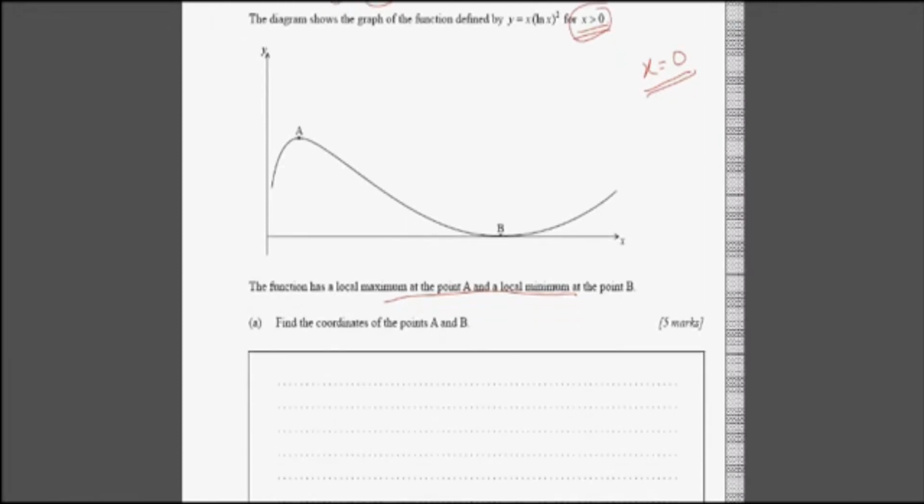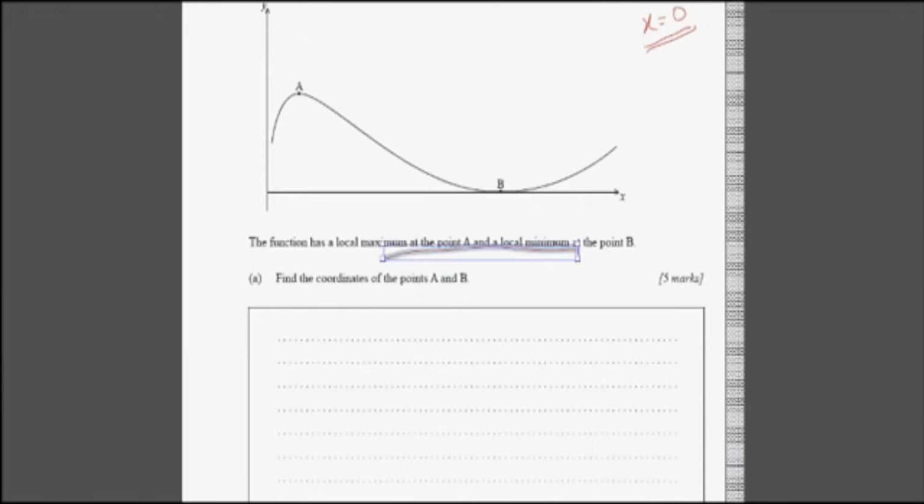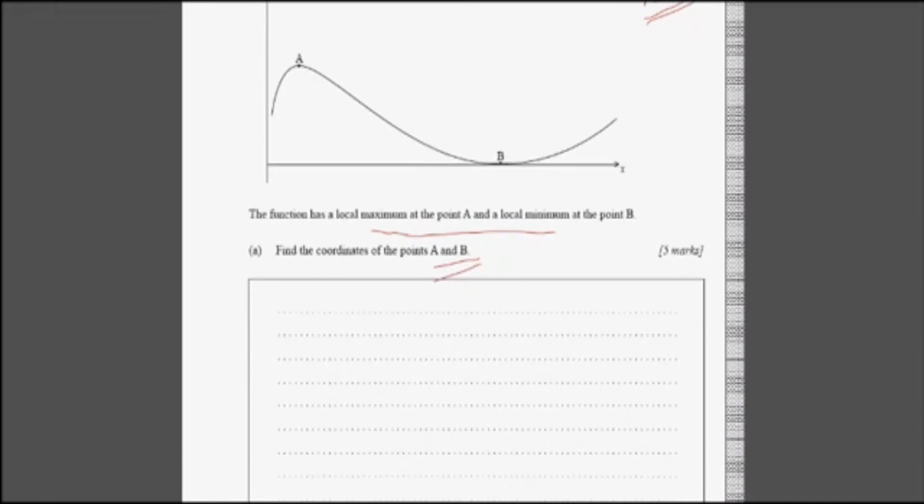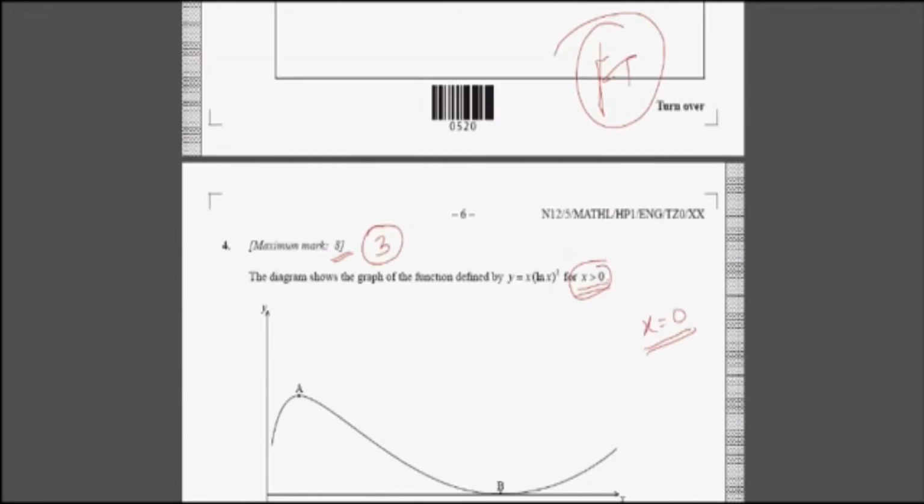I told you you have to read every question word by word. The function has a local maximum and a local minimum. So we are only having a small part of the function. You are supposed to find the points A and B here, which are the maximum and minimum. You have to use calculus for this. And then here it is the point of inflection. You know how to find it: the double derivative is equal to 0. And again, in this case, be careful about this condition, x is equal to 0.